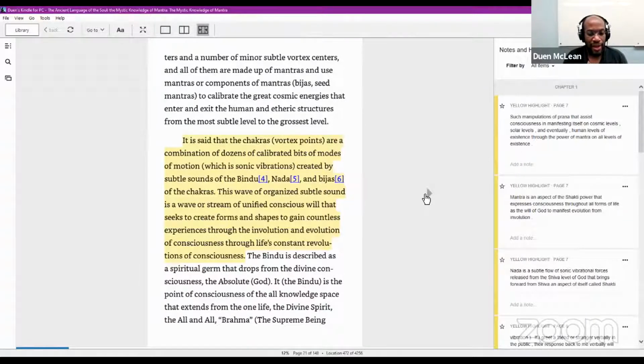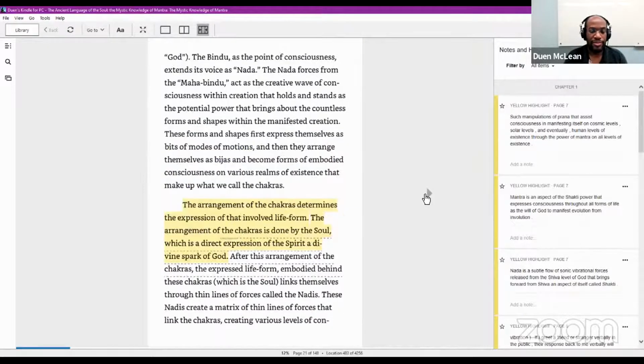The bindu is described as a spiritual germ that drops from the divine consciousness, the absolute God. It, the bindu, is the point of consciousness of the all-knowledge space that extends from the one life, the divine spirit, the all in all, Brahma, the supreme being, God. The bindu, as the point of consciousness, extends its voice as nada.